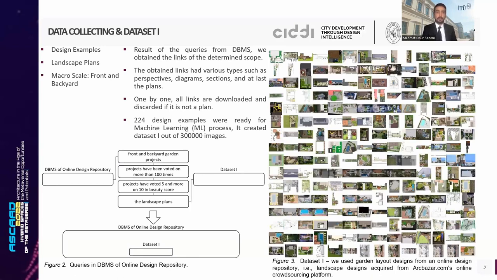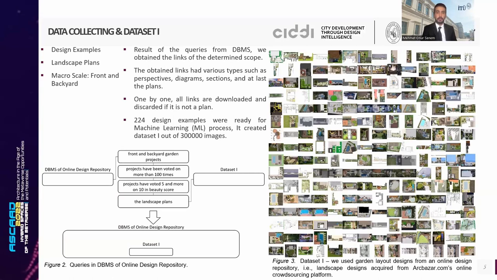We can see our data collecting process and first dataset. We will see our examples, landscape plans, and our micro-scale front and backyard. As a result of the queries from the database management system, we obtained the links of the determined scope. The obtained links had various types such as perspective, diagrams, sections, and at last the plans we need. One by one, all links are downloaded and discarded if it is not a plan. 224 design examples were ready for the machine learning process.